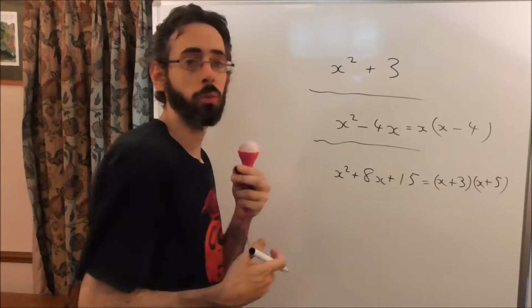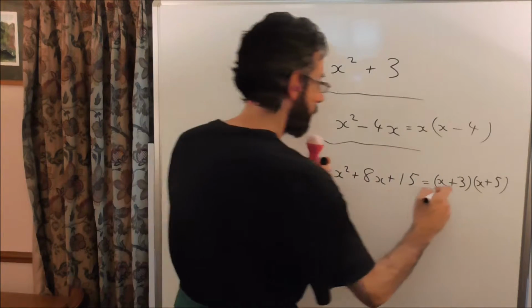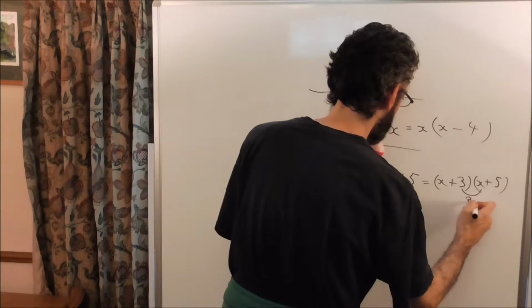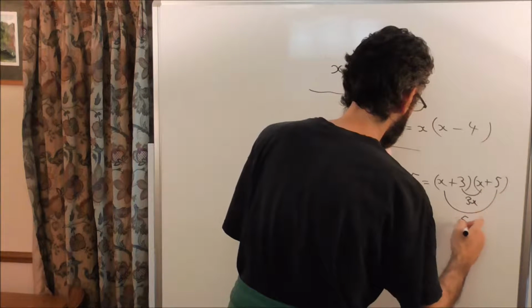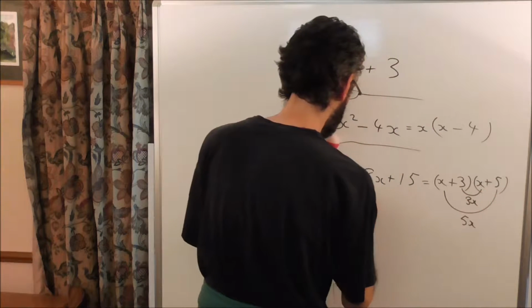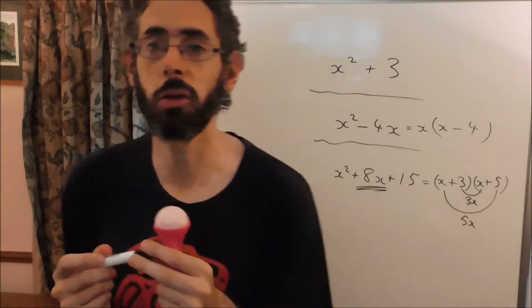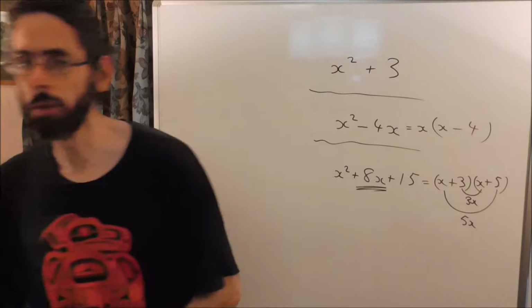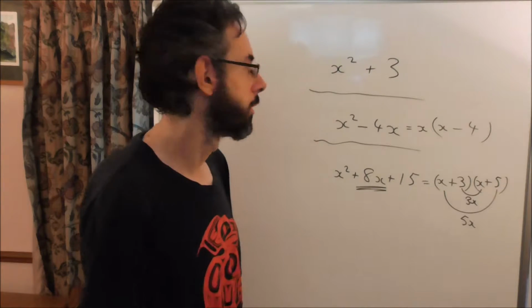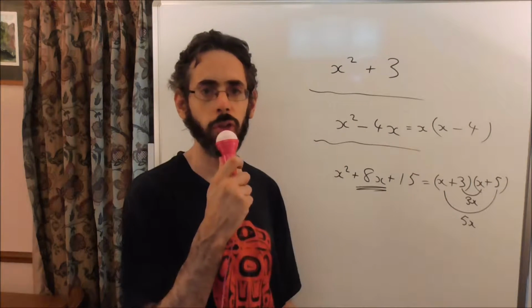That should be correct. Let's just check we get 8x when we expand the brackets. So 3 times x is 3x, x times 5 is 5x, 3x plus 5x is 8x. So this is correct. X plus 3 times x plus 5. Right, let's get on with the lesson.